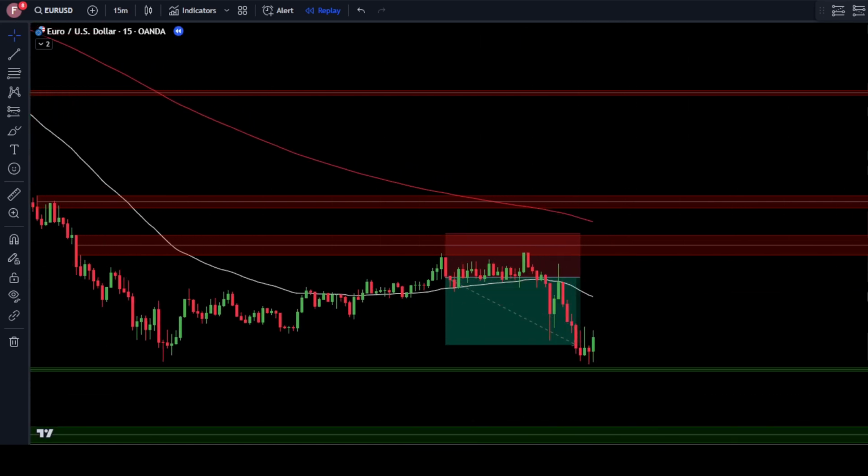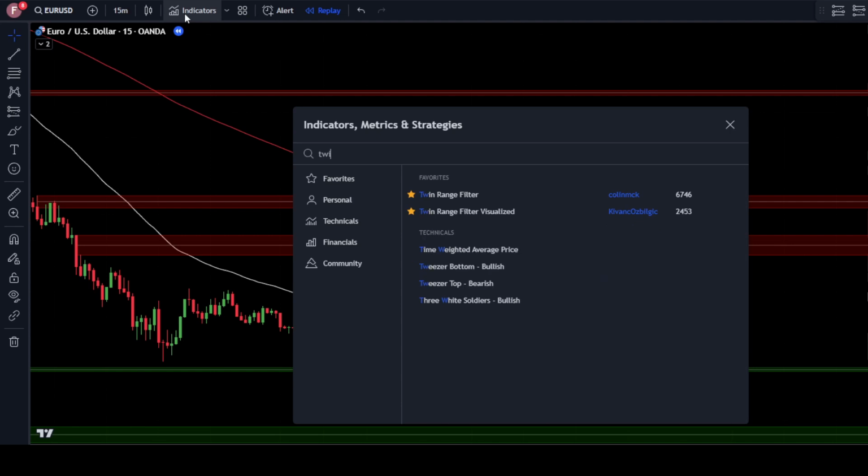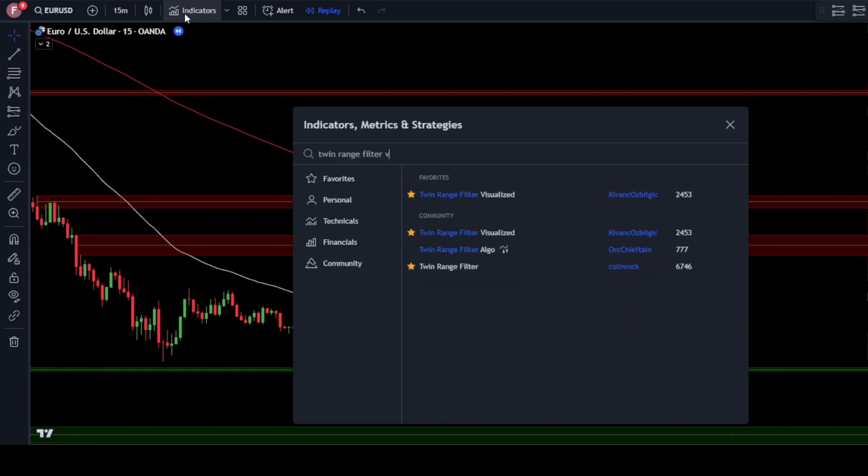If you still find it difficult to place orders using the first method, you can use the second method we will discuss. But before we discuss the second method, you can add one more indicator that will be used as a guide to determine the best points to place orders. Go to the Indicator Search tab and type in Twin Range Filter Visualized. Then, just select the Twin Range Filter Visualized by Kivanc Ozbilgic.